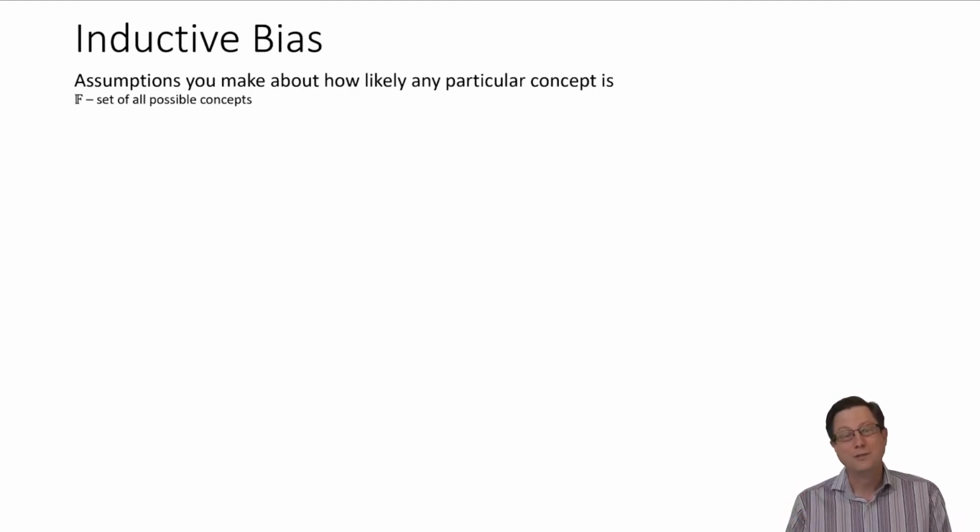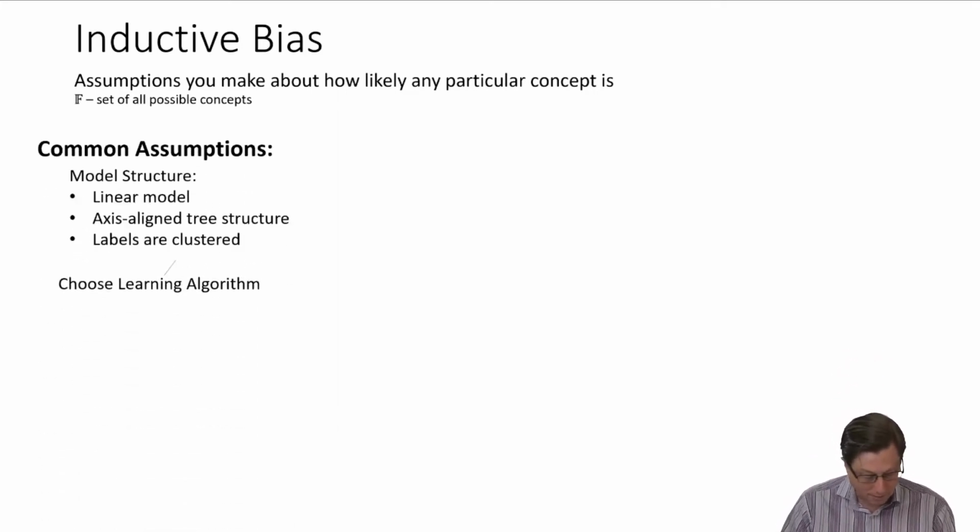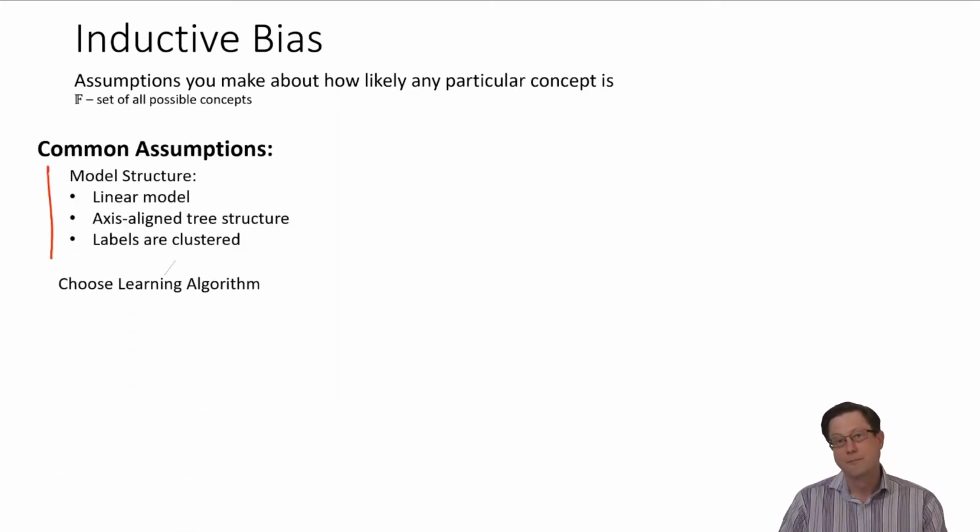Once you've chosen to use a decision tree, you've encoded a different set of assumptions, and that becomes your inductive bias. And that tells you what types of concepts you are better on and what types of concepts a different algorithm might be better on. So common assumptions are, like I just said, the model structure. Is it a linear model, an axis-aligned tree structure? Do you want decision trees that can split non-axis-aligned?